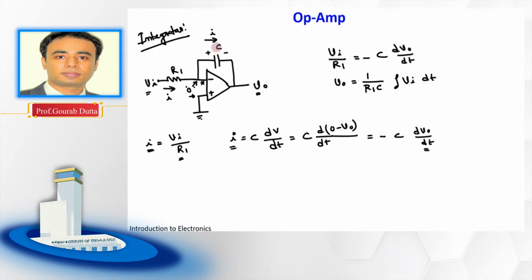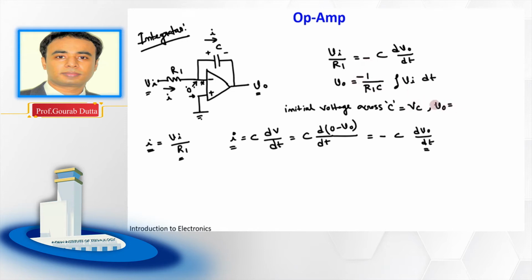Right. But suppose this capacitor was initially charged by a voltage, suppose Vc, so maybe we can write it here, initial voltage across C, suppose this was equal to Vc. So in that case, this output voltage would be equal to, I think we have missed the negative sign here, right? So this negative will be here.